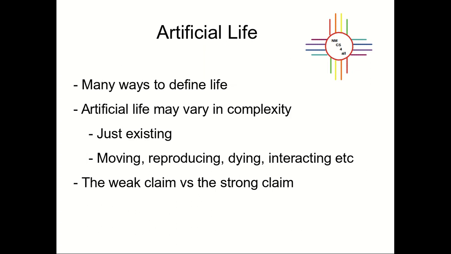Next, we'll discuss artificial life. There are many ways to define life and its meaning, so people do not always agree on what is and what isn't artificial life. Another reason is that it may vary in complexity. It can range from mere existing to movement, reproduction, death, and interaction with others. Two interesting concepts are the weak claim and the strong claim of artificial life.